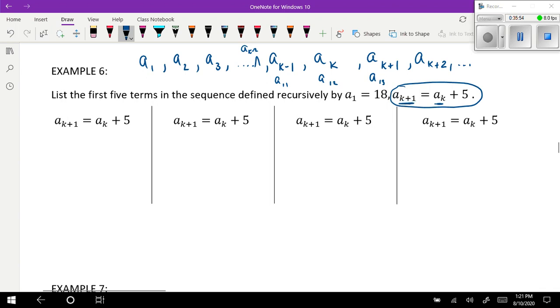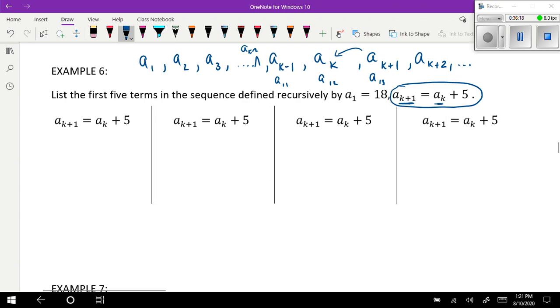And a sub k compared to a sub k plus 1 is the term right to the left of it, or right before it. So in order to get the next term, you have to have the previous term. And that's why we have a recursive statement. Alrighty, so we'll talk about that one more time as we go through this whole thing. A sub k plus 1 equals a sub k plus 5, and I wrote that 5 times for you.